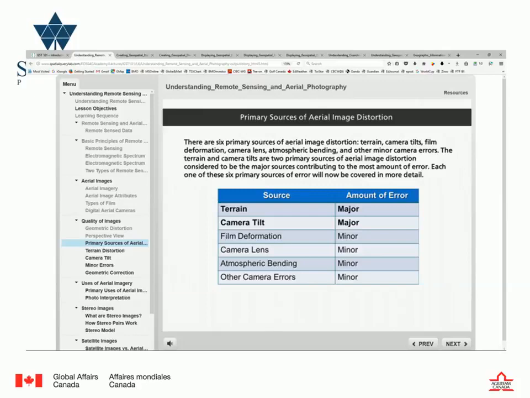These can all affect how your picture is distorted. Basically they're saying the film or the sensor, the camera lens, the atmospheric and other camera errors are minor. The camera not being perpendicular, or the drone being blown by the wind, like our big fixed wing, the tilt would affect your distortion. And the terrain: if the terrain is up and down, there'll be more distortion. If the terrain is flat, there won't be as much distortion.